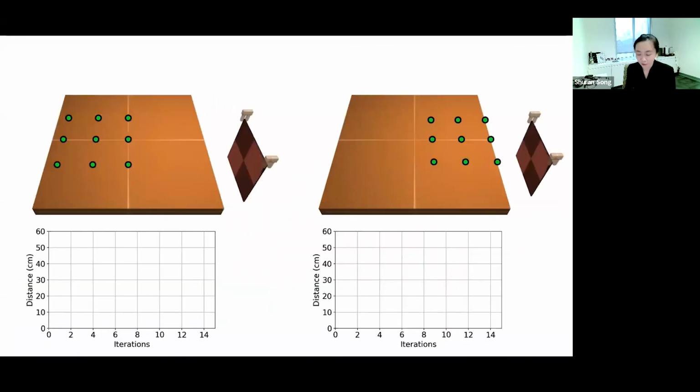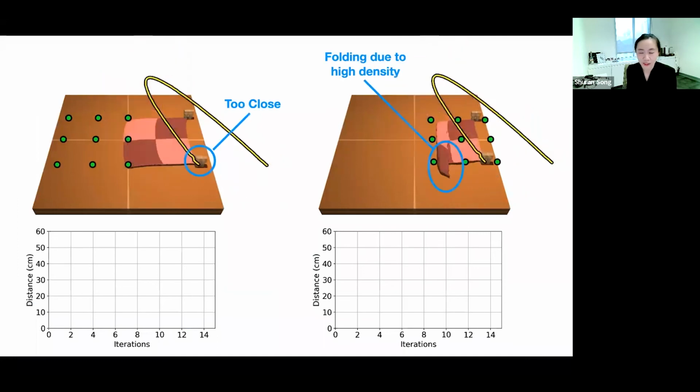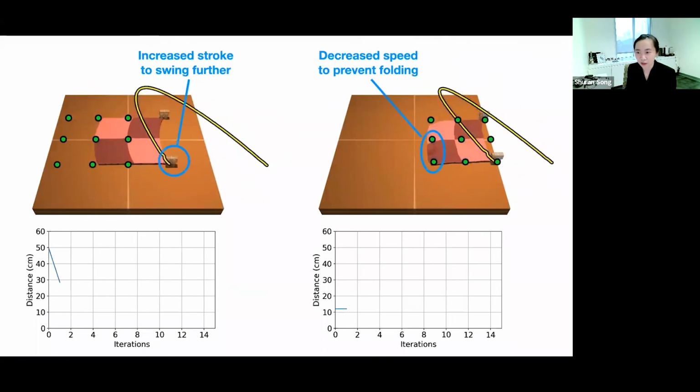So here are 2 typical strategies that the algorithm learned. First, the algorithm uses the same initial action to get the initial observation of the trajectory. In the first example, the glass lands too close compared to the goal location. In the other example, the glass gets folded up because of high density. In these 2 different cases, the algorithm is able to adjust its action differently, right? For the first example, it increases its speed in order to reach a further location. In the second case, it reduces the speed in order to prevent the glass from folding.